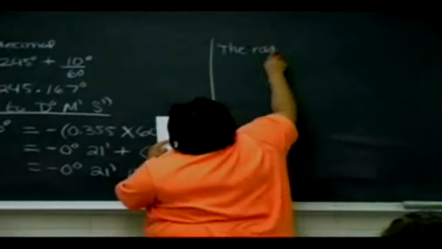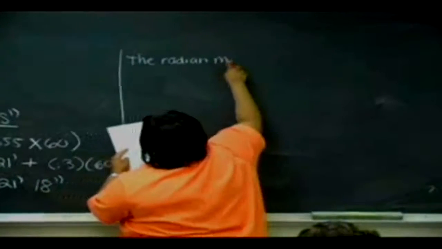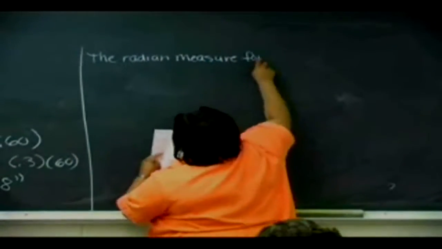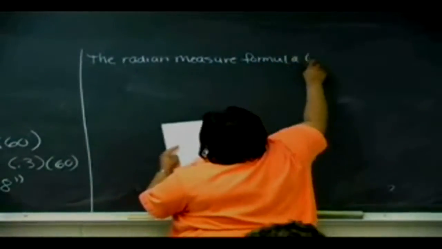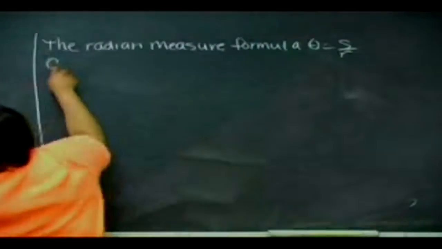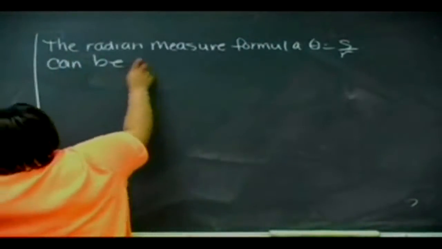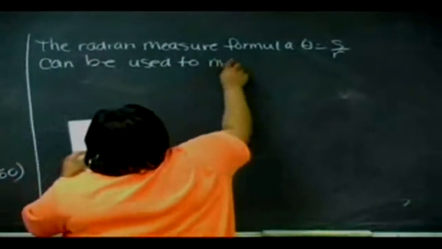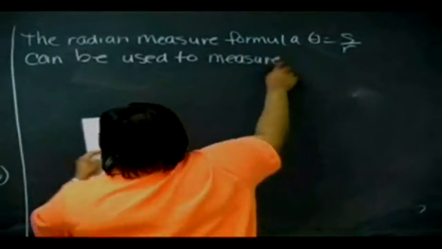The radian measure formula, theta equals S over R, can be used to measure arc length.